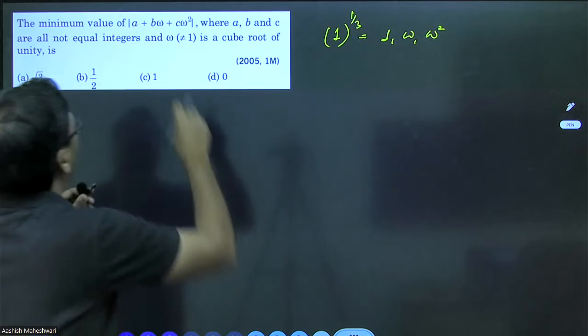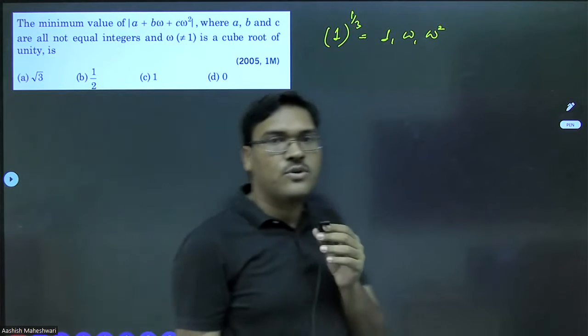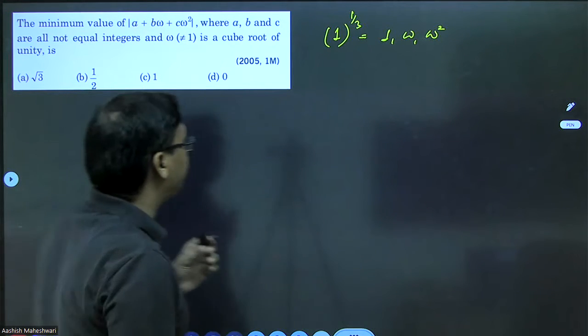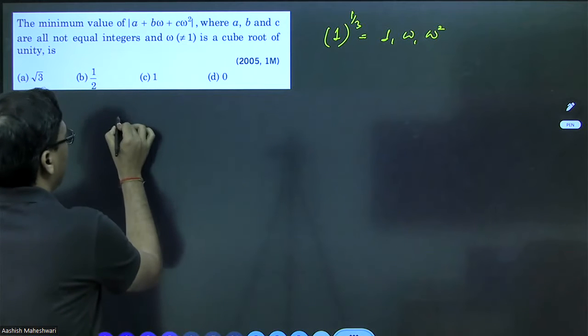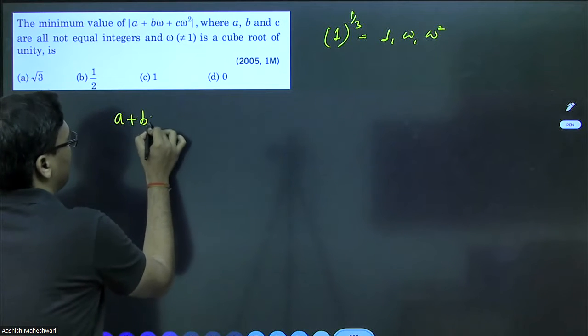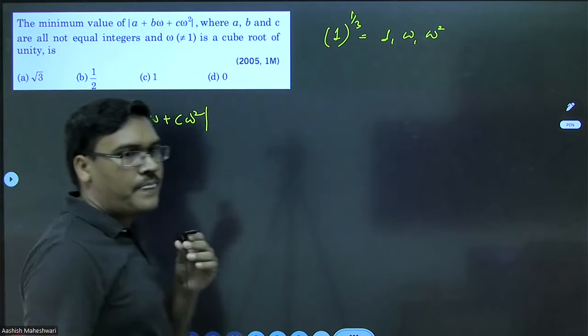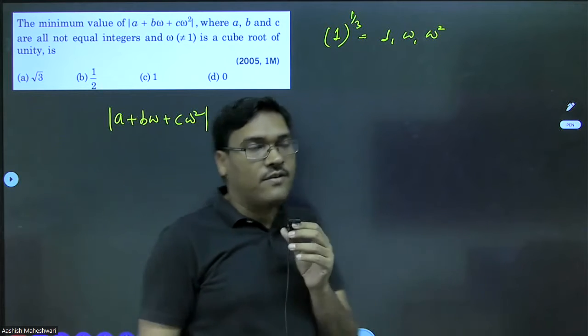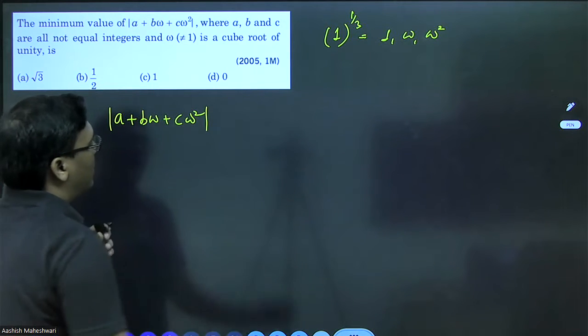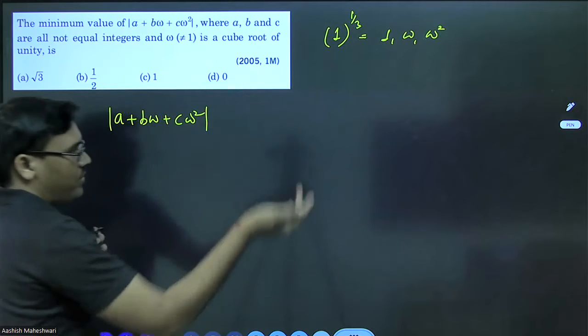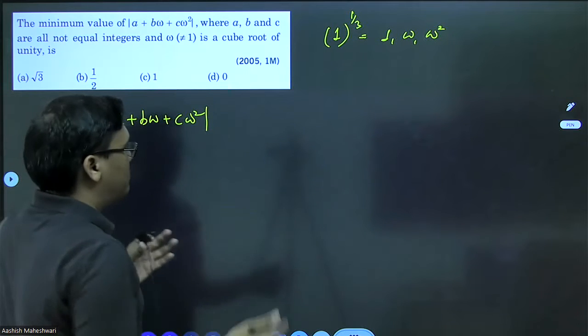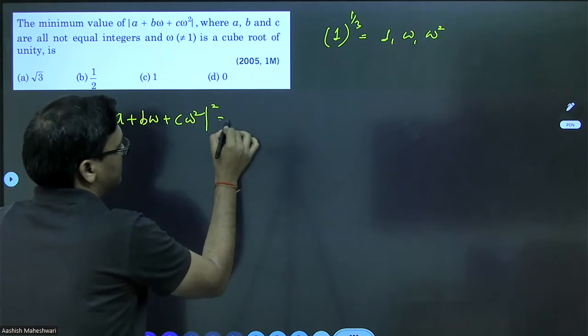Now the question is, you have to find the minimum value of this expression, modulus of a plus b omega plus c omega square. Now see, I want to manipulate this. I want to find the minimum value of this. Now, how can you minimize this? For that, you have to simplify this. So how can you simplify this? I can say this is square.